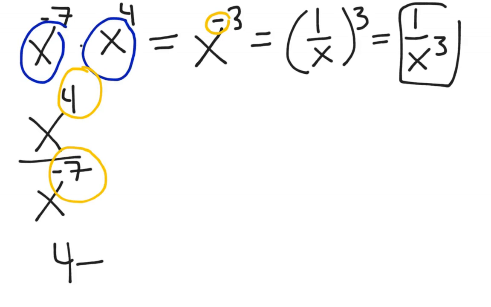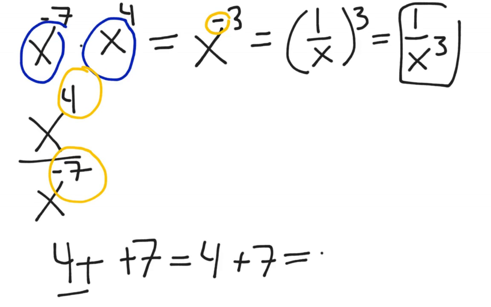4 minus negative 7. That's the same thing as 4 plus 7. We use skip, change, change. So we get 4 plus 7, which is 11. So that means x raised to the power of 4 over x raised to the power of negative 7 is equal to x raised to the 11th.